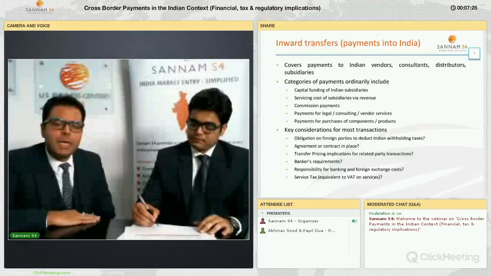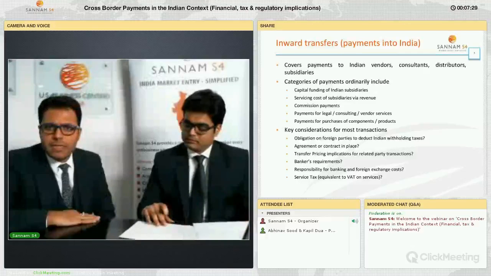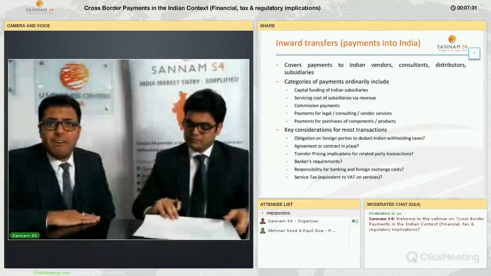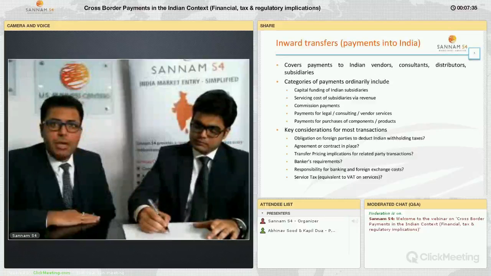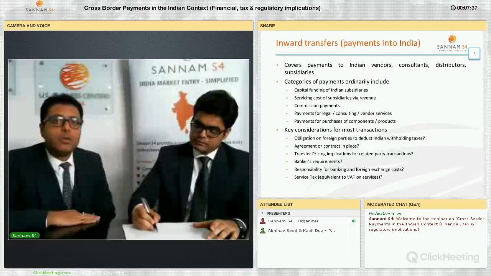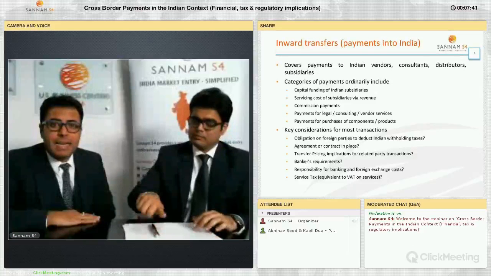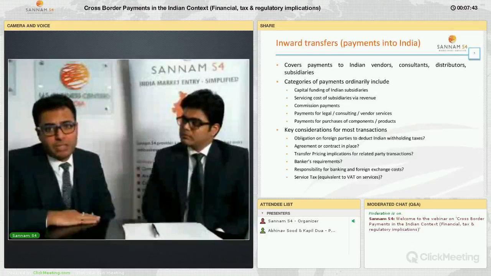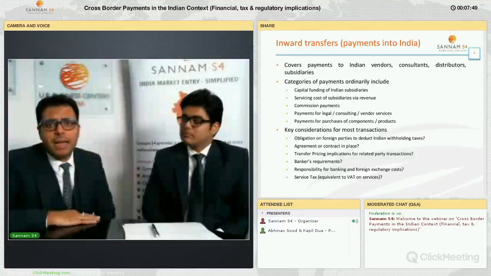Next point, which is important again: agreements or contracts should be in place. Before you make payment to Indian vendors, subsidiaries, or other offices, there should be a contract, which is important for your auditors, for the Indian tax authorities, and for the bankers. Those contracts must also be transfer pricing compliant, on an arm's length basis, if the transaction is between related parties, like when you're transferring funds to Indian subsidiaries.